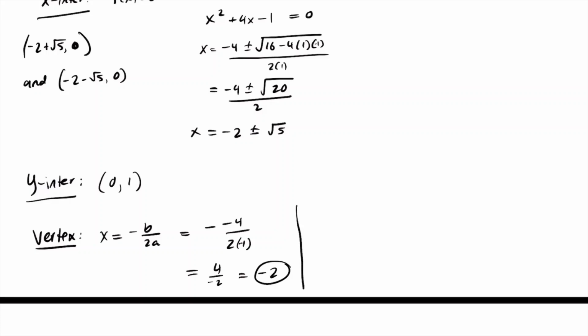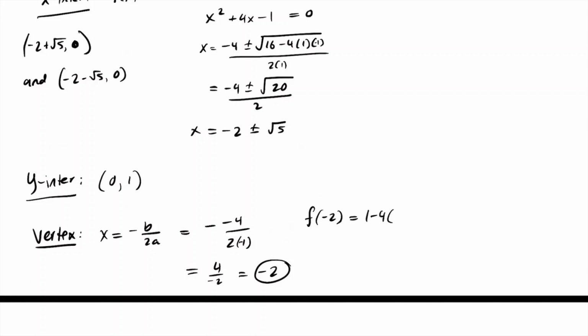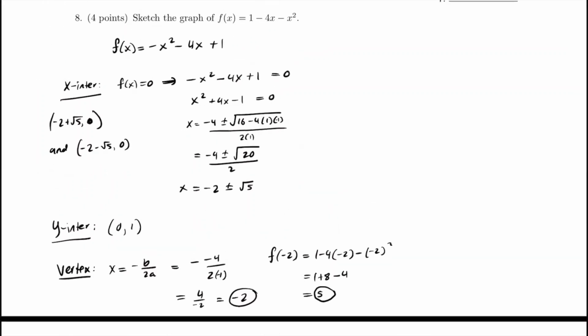And the y-coordinate of the vertex would be f evaluated at negative 2. So plug this into the original: 1 minus 4 times negative 2 minus negative 2 squared. And this will give you 1 plus 8 minus 4. So that would be 4 plus 1 equals 5. So that would be the y-coordinate of the vertex. So we got the intercepts, we got the vertex. Now we're ready to sketch this graph.